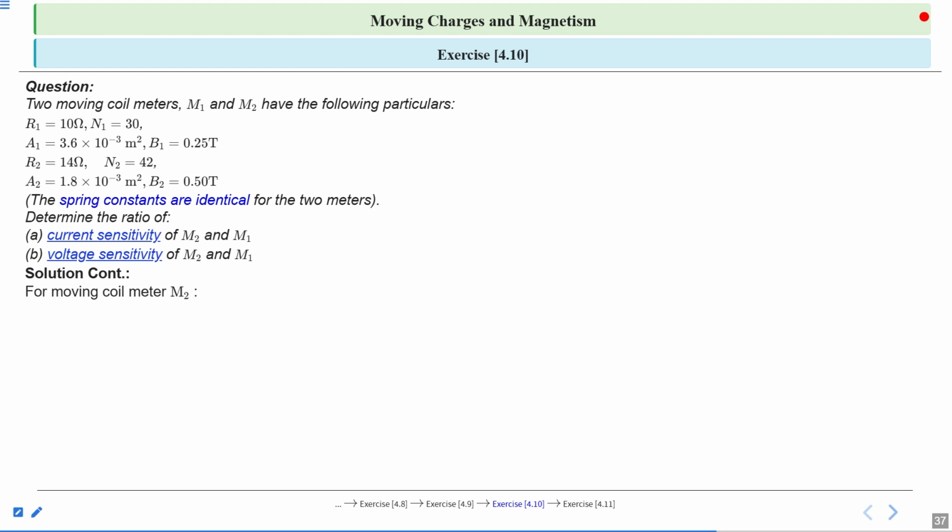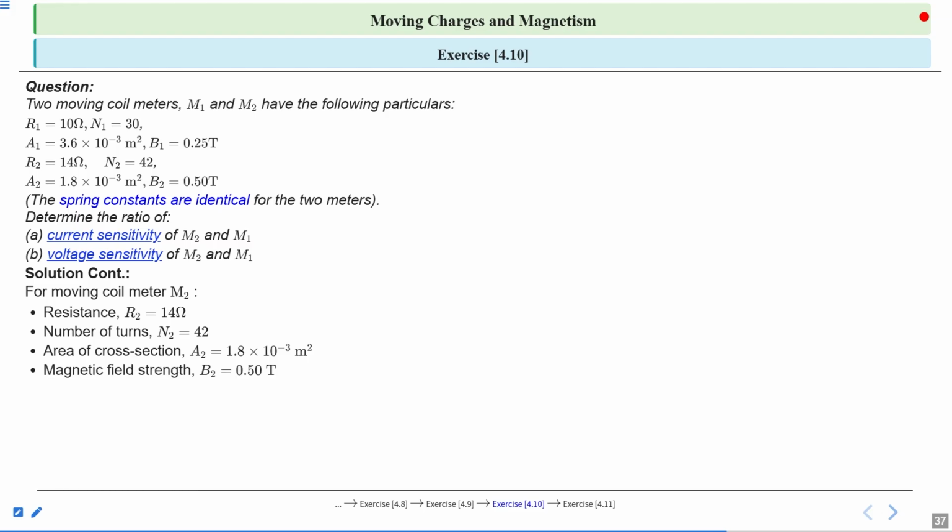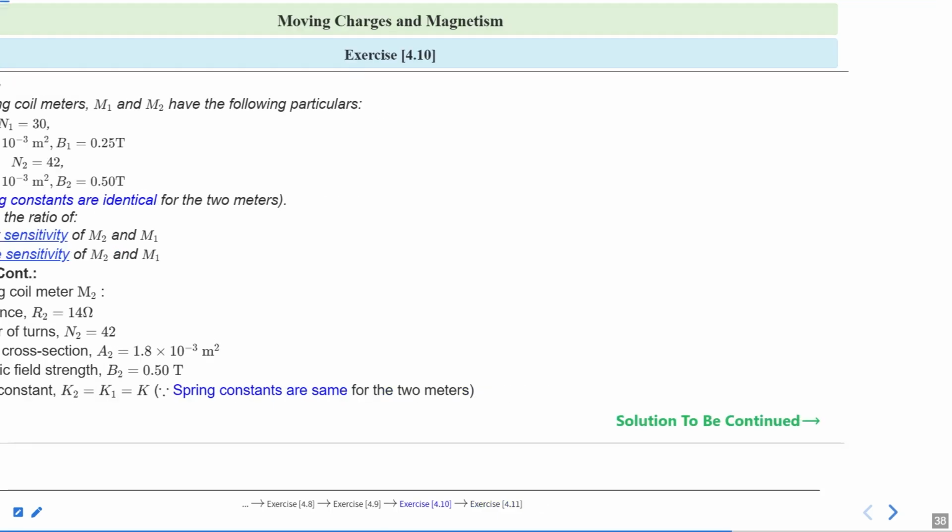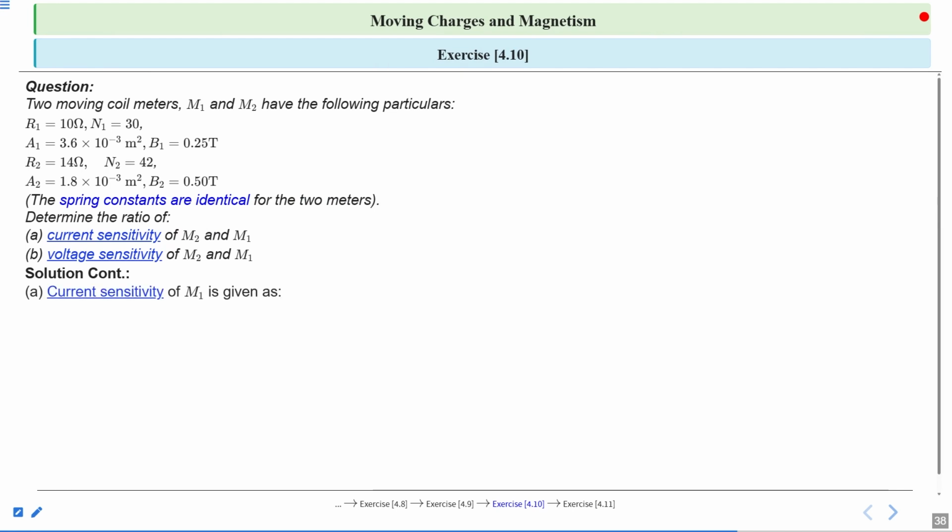For moving coil meter M2, the resistance R2 is given 14 ohm. The number of turns N2 is 42. The area of cross section A2 is 1.8 into 10 to the minus 3 meter square. The magnetic field strength B2 is 0.5 Tesla. The spring constant K2 as well as K1 is equal to K. Spring constants are the same for both the meters. So now in part A, we have to calculate the current sensitivities of M2 and M1, and then take the ratio.